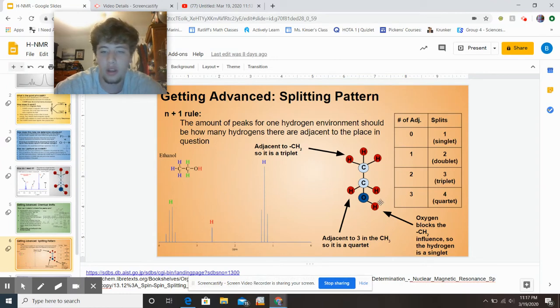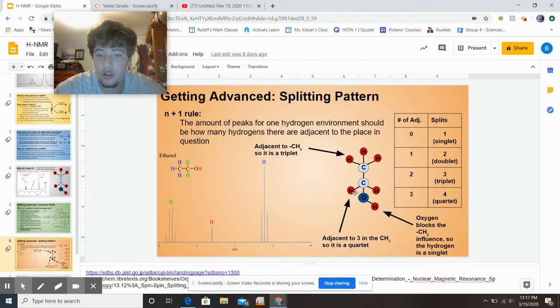So if we go to the OH, it's not adjacent to anything because it's complicated, but you can just think of it as the O blocking it. It actually has to do with a solvent taking off the hydrogen, but I'm not knowledgeable enough to explain that, and you don't need to be for the IB test. But just know that there's nothing adjacent to it. So 0 plus 1 is 1. It's a singlet.